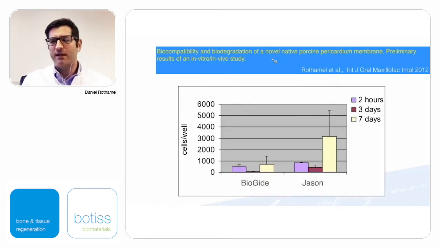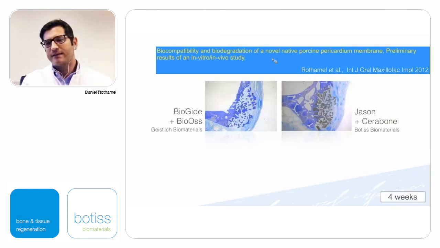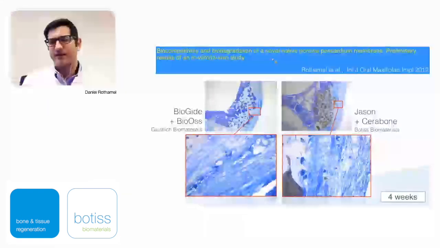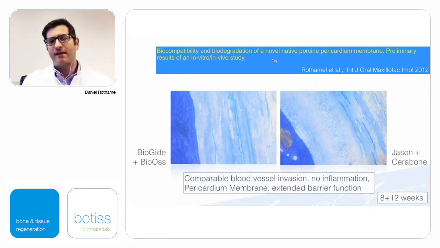The biocompatibility didn't change. We see nice proliferation of cells from 3 to 7 days for both of the membranes, but in a lateral augmentation study in dogs, we see after 4 weeks not much bone formation, but very nice tissue integration. Almost complete absorption of the BioGuide, by the way, after 4 weeks. After 8 and 12 weeks, comparable blood vessel invasion, no inflammation for both.